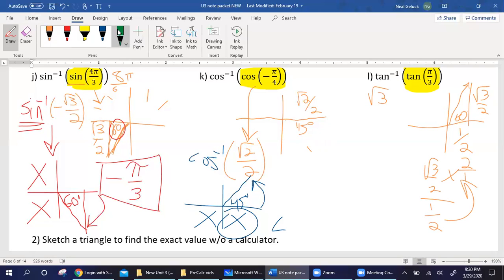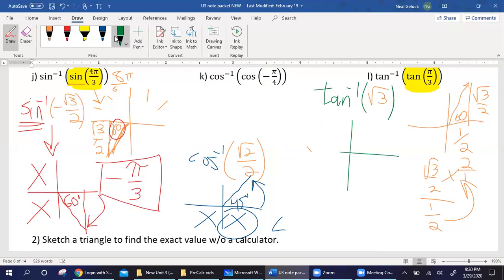Now, though, I'm doing the inverse tangent of that. Well, inverse tangent says cross out the left side. Since the number is positive, it's going to be in the first quadrant. The angle that gives me root 3 is 60 degrees again.